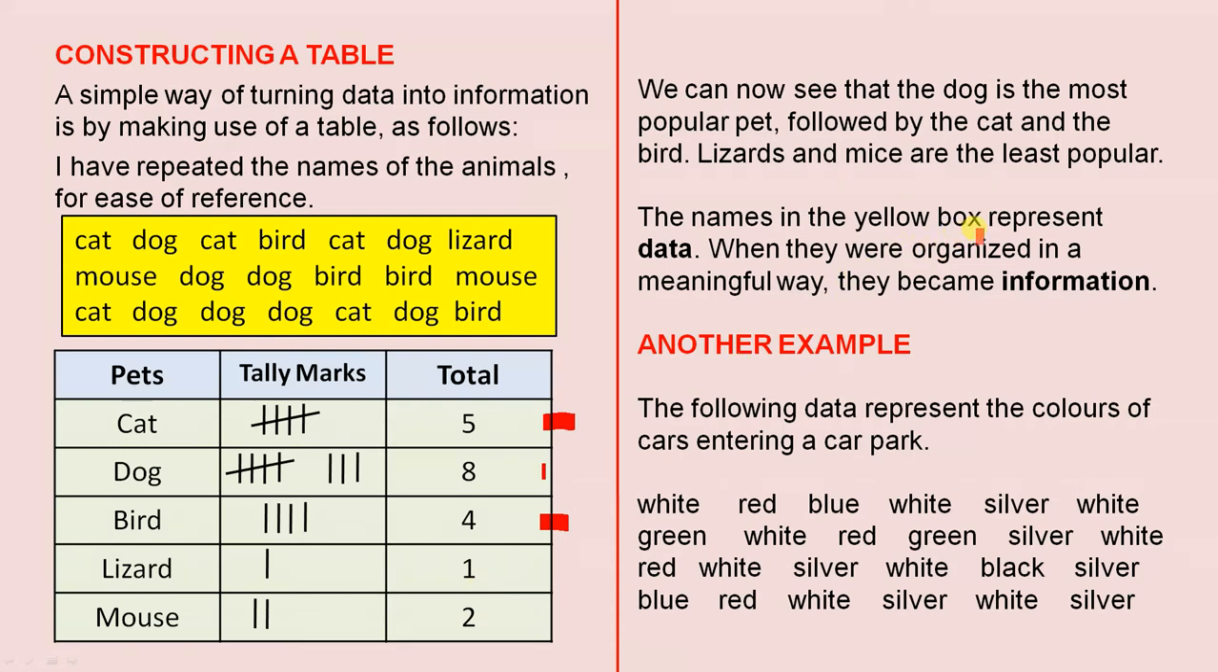The names in the yellow box represent data. When they were organised in a meaningful way, they became information. So here we're looking at a table which presents us with information because we can make sense of it. Another example. The following data represent the colours of cars entering a car park. So these are all the different colours. Let's see how we can organise this on the following slide.